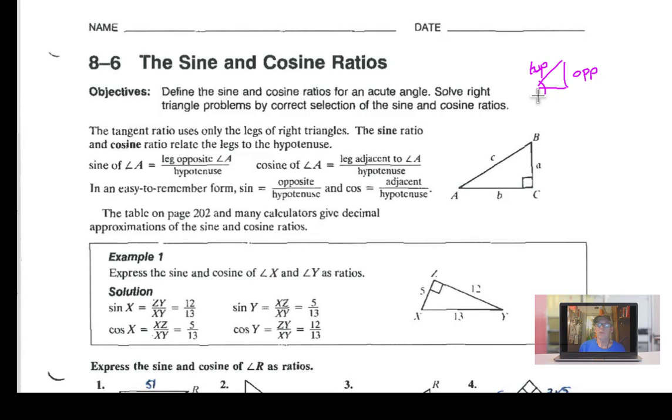Okay. Now for cosine, we're dealing with the adjacent side. So a triangle with the cosine might be the adjacent side. Here's the angle again, and here's the hypotenuse. So if you know the angle and the adjacent side, you can figure out what the hypotenuse is. If you know the angle and the length of the hypotenuse, you can figure out what the adjacent side is. Or if you know the hypotenuse and the adjacent side, you can figure out what the angle is. Okay.